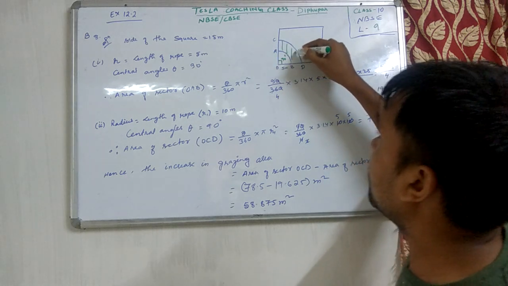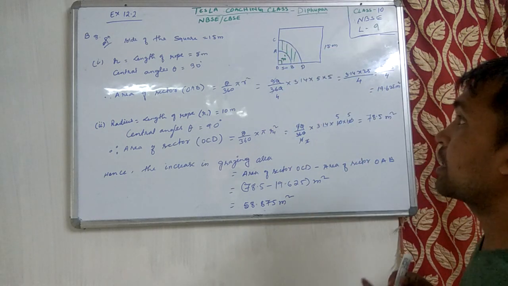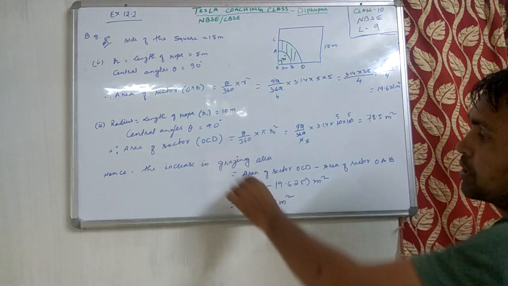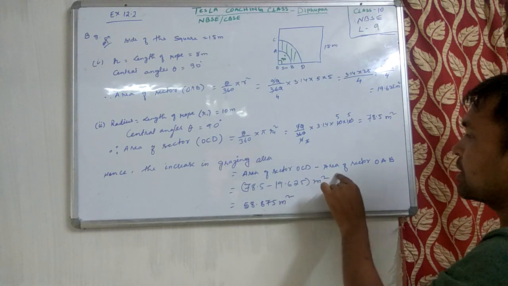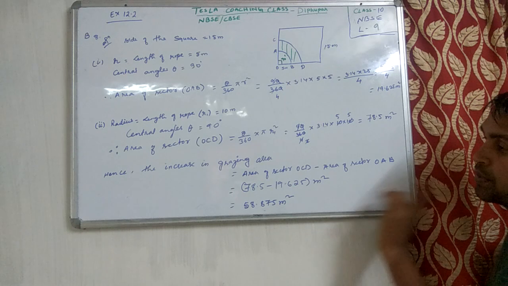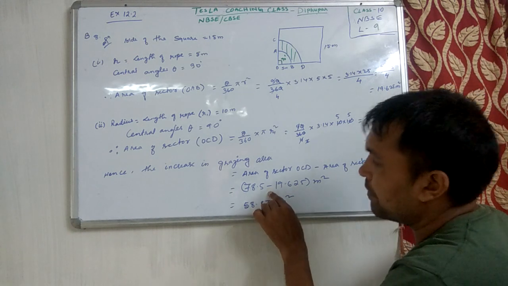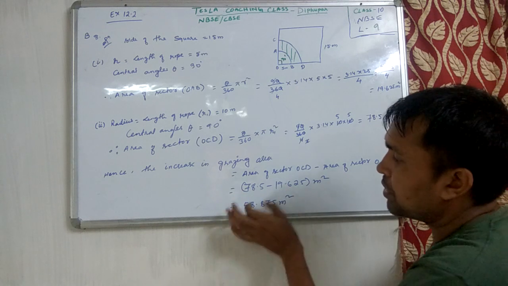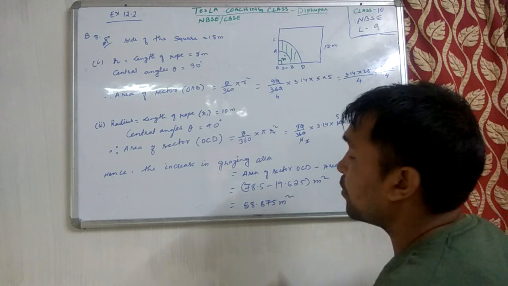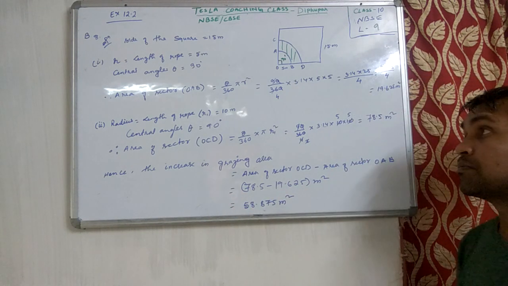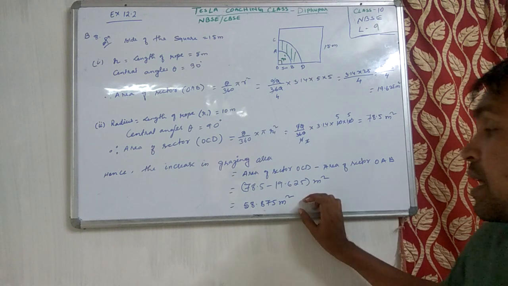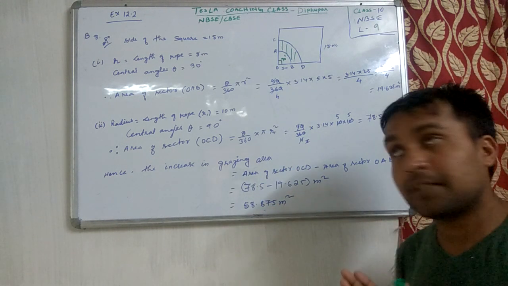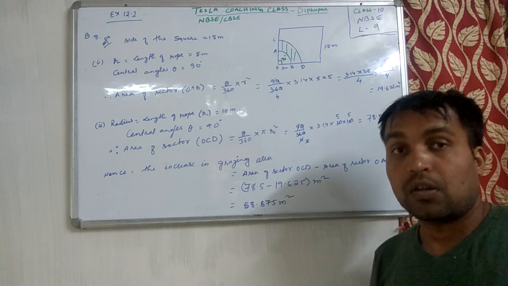This is the area which has increased. So area of the sector OCB minus area of the sector OAB. So 78.5 minus 19.25 meter square. When you do it, you will get 58.875 meter square. This is the increase in grazing area after increasing the length of the rope.